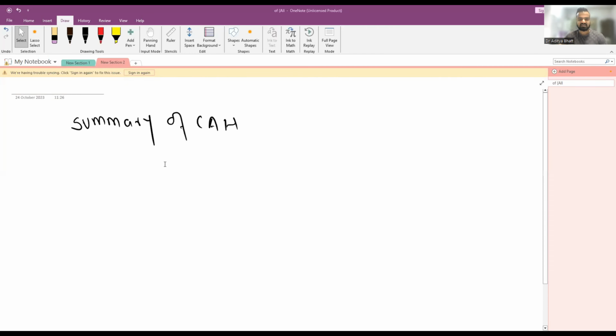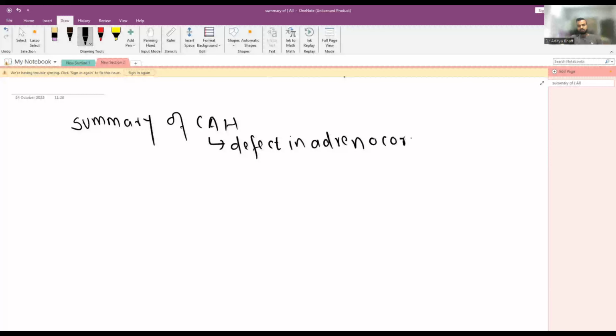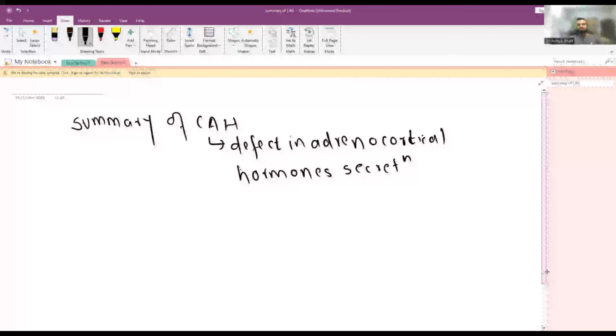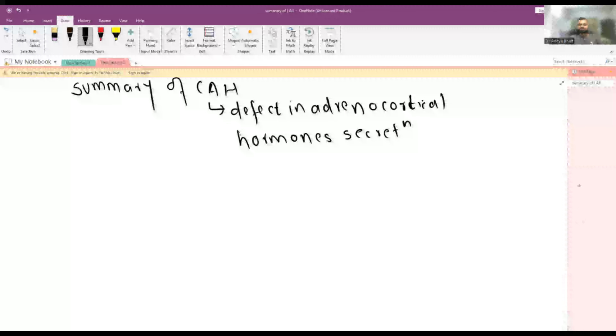Congenital adrenal hyperplasia occurs due to a defect in synthesis of adrenocortical hormones, be it androgens or mineralocorticoids. This defect in adrenocortical hormonal secretion leads to negative feedback, causing increased release of ACTH, which further stimulates the adrenal cortex to cause its hyperplasia. So despite there being a defect in adrenocortical hormone, due to the negative feedback loop we have adrenocortical hyperplasia. So this is a functional defect, not a structural defect.